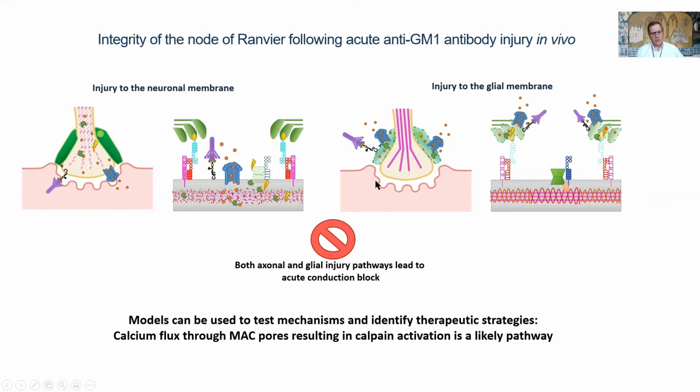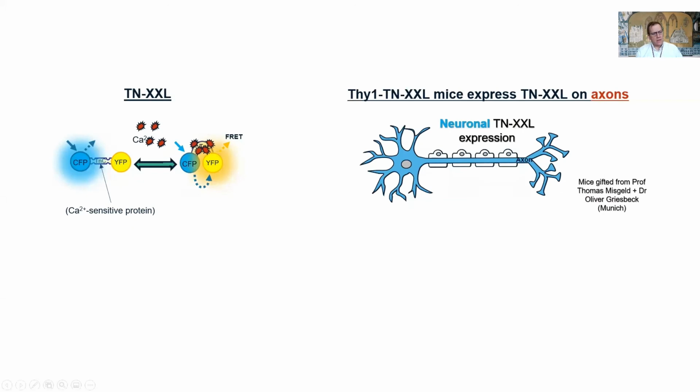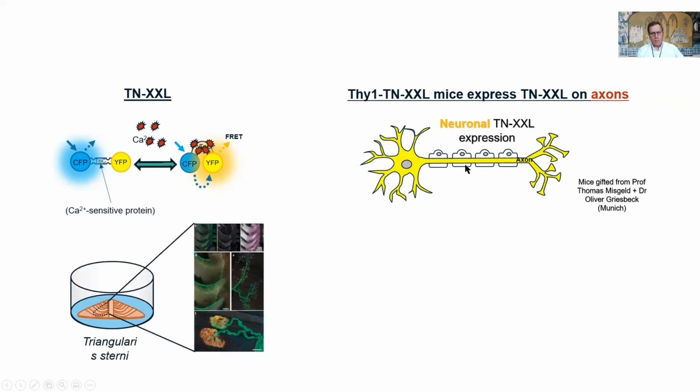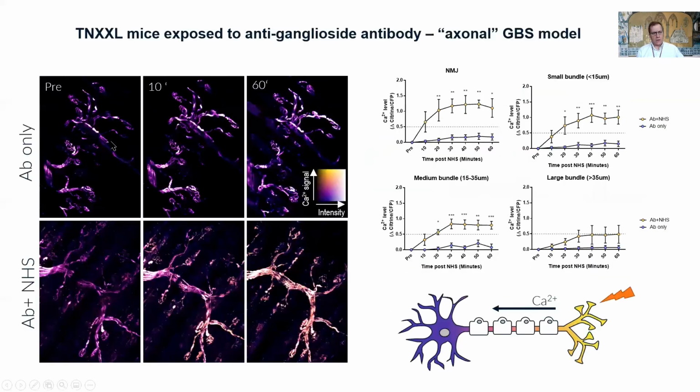And we think that calcium flux through membrane attack complex pores is likely to be a common pathway in injuring both these membranes. And we've been testing this, so I'm just going to briefly show you a calcium reporter experiment in which we've used a mouse with a FRET indicator of calcium present in its axon, and we can use these mice to measure intraaxonal calcium levels. And these experiments are done using multiphoton microscopy ex vivo and in the triangularis sterni preparation. And again, I'm not showing you the videos, but you can see that in the presence of anti-GM1 antibody with a source of normal human serum, you get this big accumulation of intraaxonal calcium over time, which is more prominent distally than proximally.